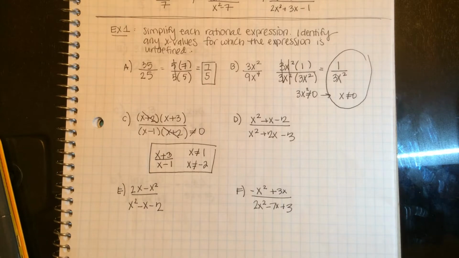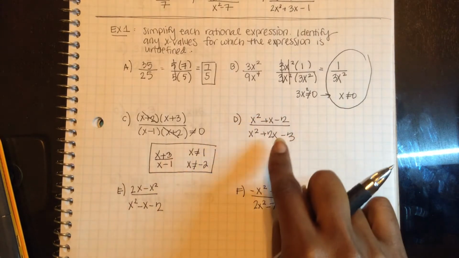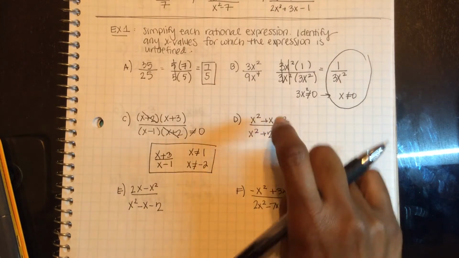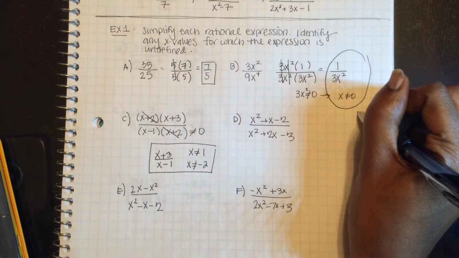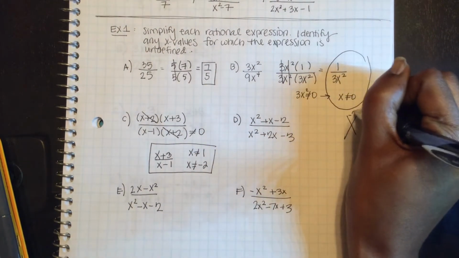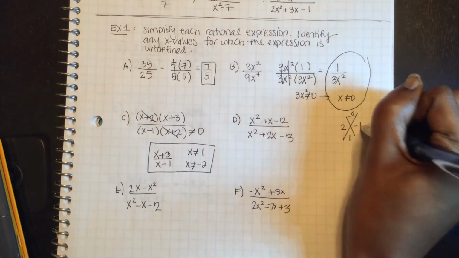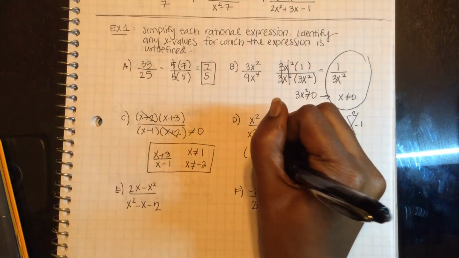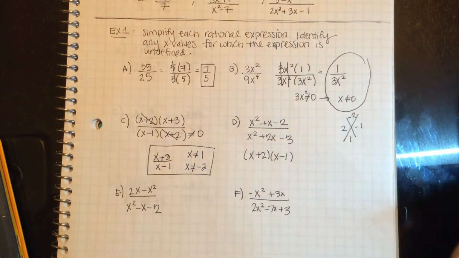In example 1, part D, we need to simplify this rational expression and determine when it's undefined. So I need to see if there's a common factor of my numerator and denominator. This quadratic function I can factor by looking for two numbers that multiply to make -2 and add to make 1. Those are 2 and -1. So my numerator factors to be x plus 2, x minus 1.